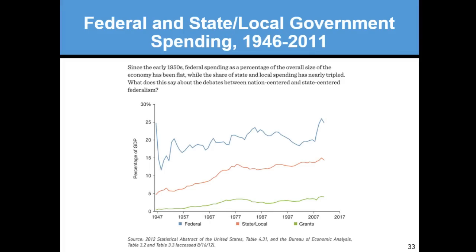So let's look at a couple of other things here. This is federal, state, and local government spending from 1946 to the year 2011. I want you to look here. This is the blue. Look how it's gone up. The red, look how it's gone up. Okay, that's the state and local, and then this is the use of grants. So overall, government spending is going up.